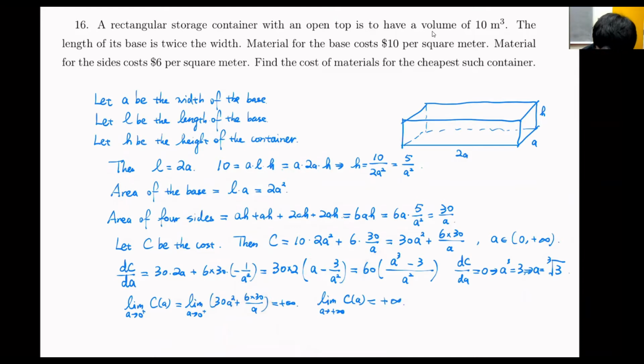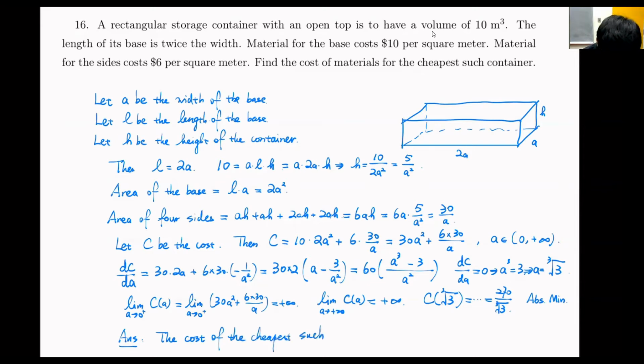Then you still need to compute C of the cube root of 3. And after some struggling, you get a finite number. So this will be the absolute minimum. This is just a method similar to the closed interval method. All right, so then you formulate your answer. Similarly, the cost of the cheapest such container is 270 divided by the cube root of 3 dollars. Okay, so that concludes the discussion of number 16.